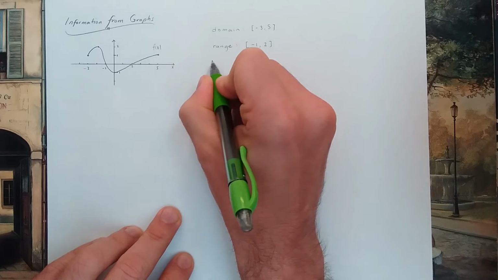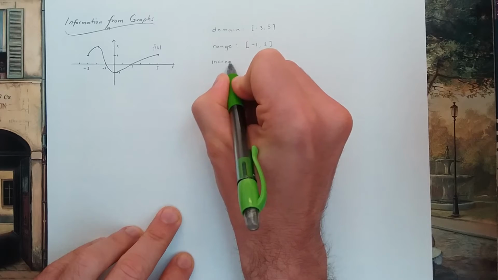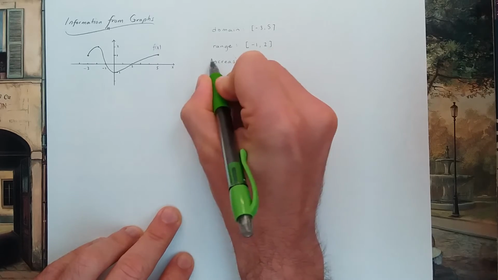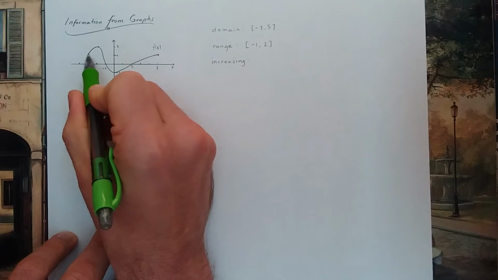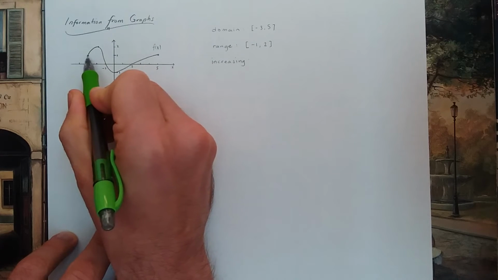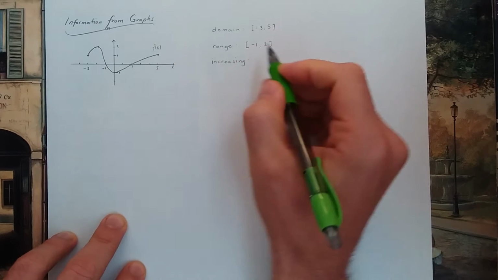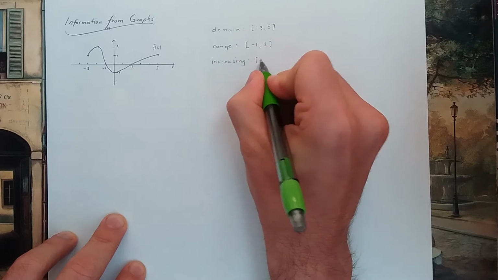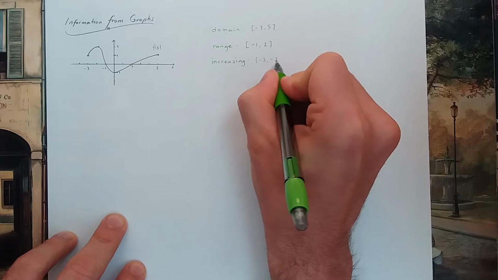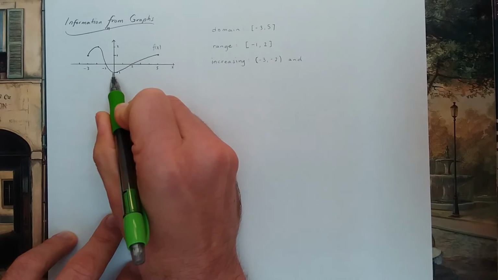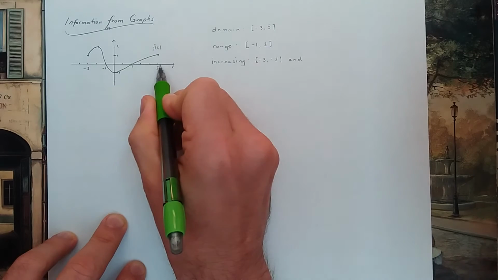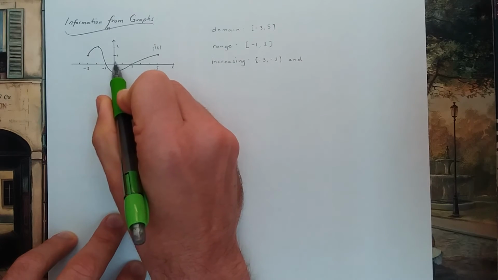I could tell you where the function is increasing, where the function is going up. And the function is going up on the interval from -3 to -2. And it's also going up on the interval from 0 to 5.